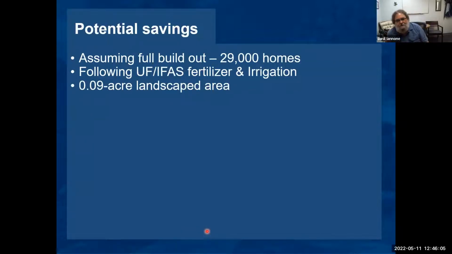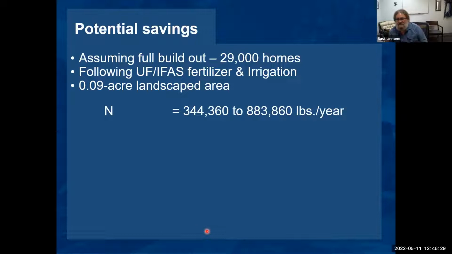So, potential savings. I did some back of the envelope calculations of the impacts of this, assuming the full build out of this community, which is 29,000 homes. If we follow IFAS fertilizer and irrigation recommendations, and we consider the average landscape area of these plots, which is less than 1/10 of an acre, they're small lots, we could save anywhere from over 344,000 pounds to 888,000 pounds of nitrogen per year, based off of IFAS fertilizer recommendations.